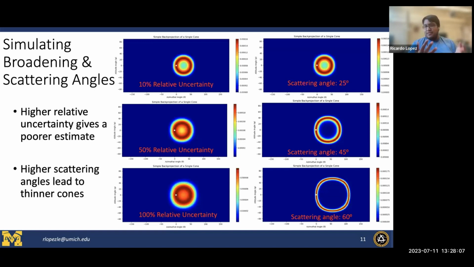However, depending on the way you have your setup configured, large scattering angle events may not be very common or very easy to actually obtain. So you may not end up having a lot of these events, depending on, of course, your geometry. But again, that varies from system to system. But in general, very large scattering angle events end up getting thinner cones most of the time.